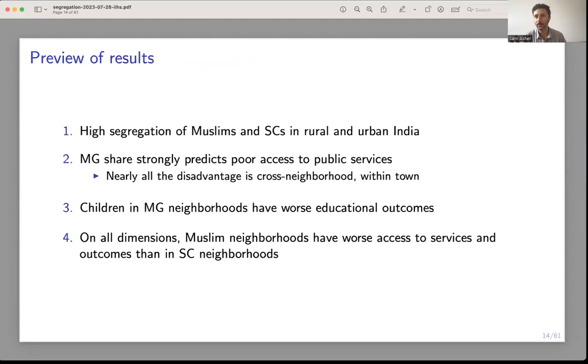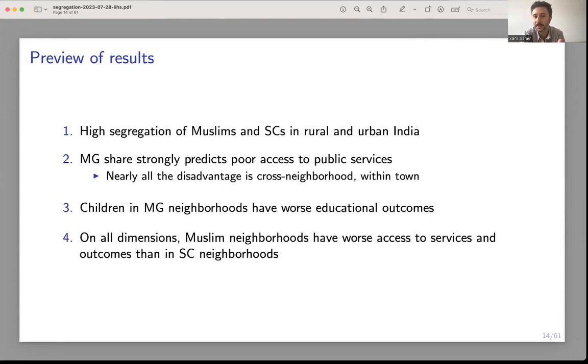Okay, so to give a preview of results so that you know where I'm going, there is very high segregation of both Muslims and SCs in both rural and urban India. Marginalized group share, so Muslim share or SC share, strongly predicts poor access to public services. This is what I was just saying, that neighborhoods that have more Muslims and more SCs compared to nearby neighborhoods in those same towns or in those same subdistricts get far fewer of these public resources. And we see this with schools, we see this with health centers, and we see this with a number of other things that we can measure as well.